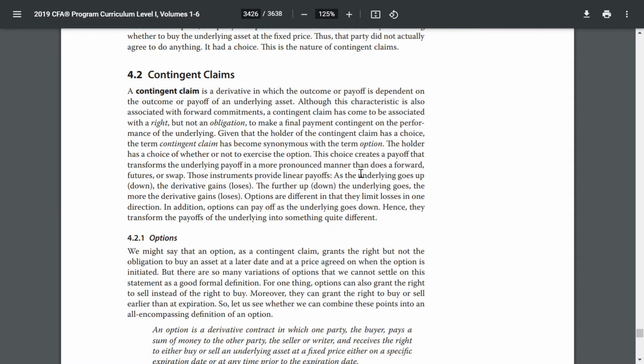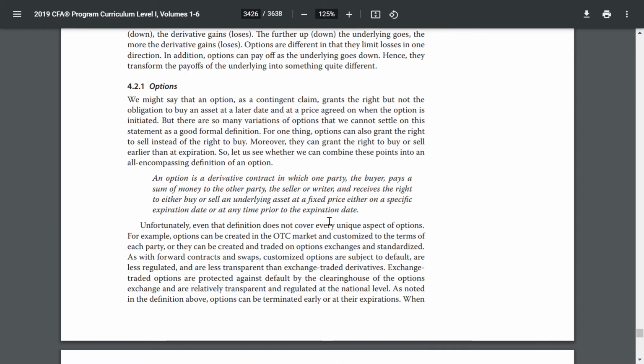The choice creates a payoff that transforms the underlying payoff in a more pronounced manner than a forward, future, or swap. These instruments provide linear payoffs. As the underlying goes up or down, the derivative gains or loses. Options, we might say that an option as a contingent claim grants the right but not the obligation to buy the asset at a later date and at the price agreed on when the option is initiated.